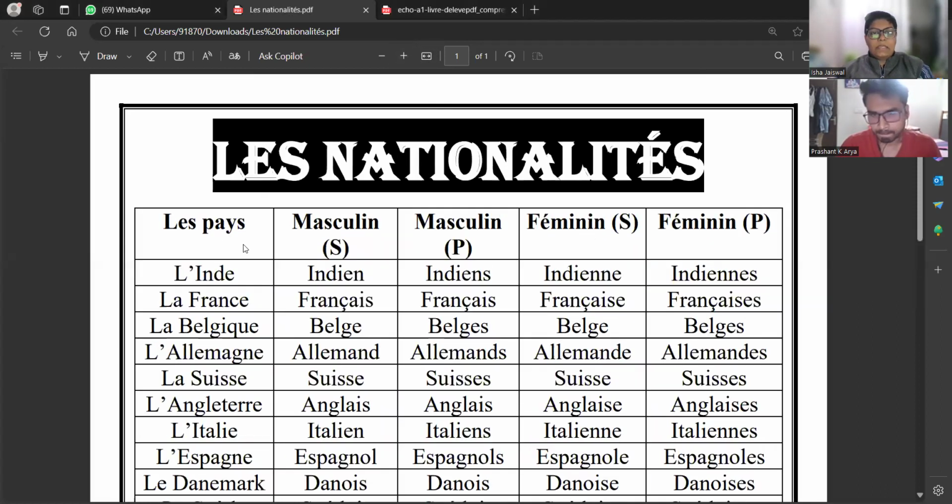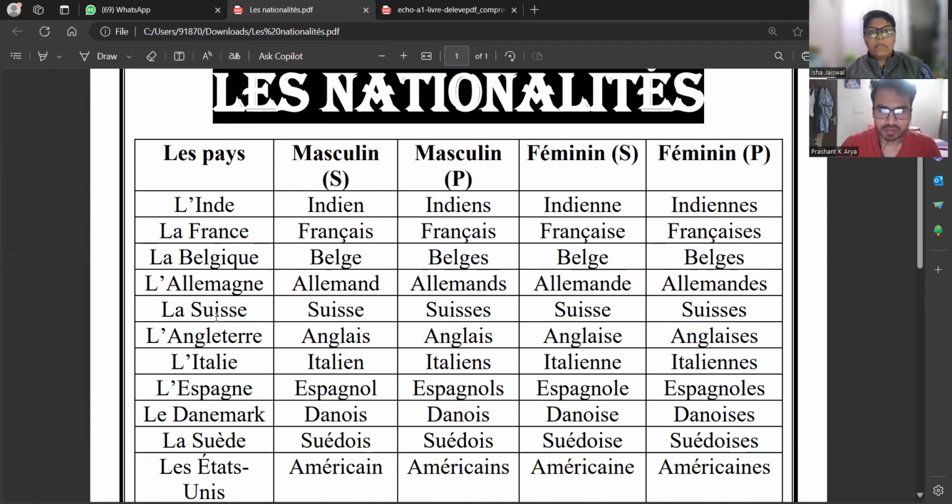Now, see, these are les pays. Les pays means countries. These are the countries I've written all in French, and I'll tell you one by one. And these are the masculine nationalities. When you add an S, they become plural. In masculine singular, when you add E, they become feminine singular. When you add an S to feminine singular, they become feminine plural. But there are some rules which we need to remember.